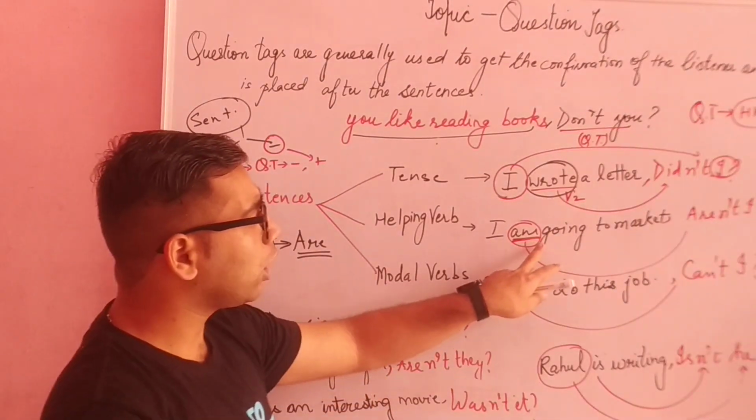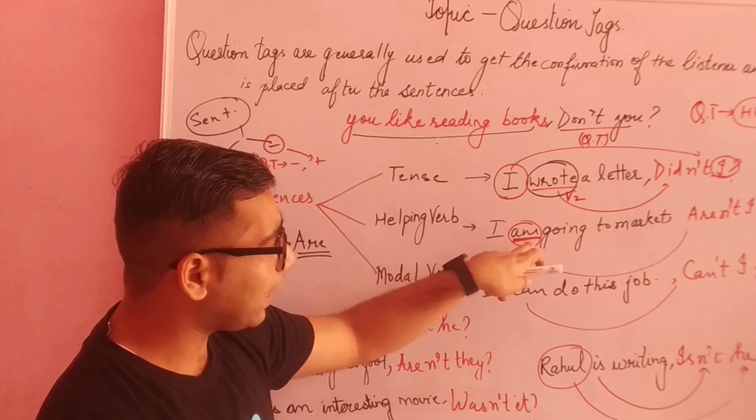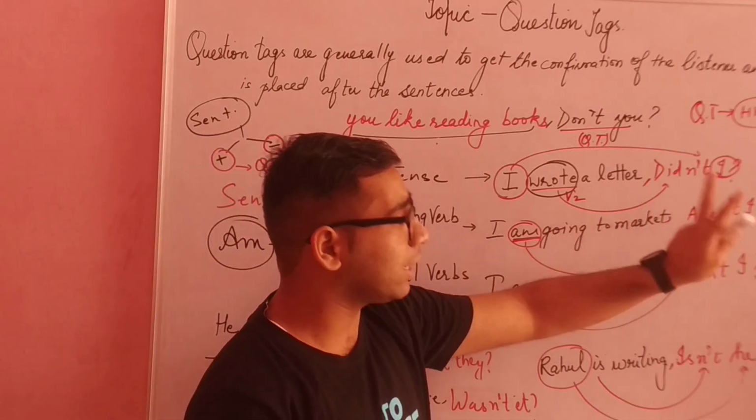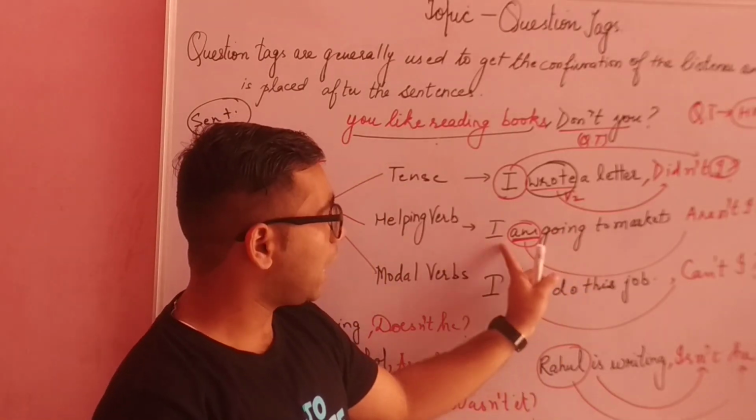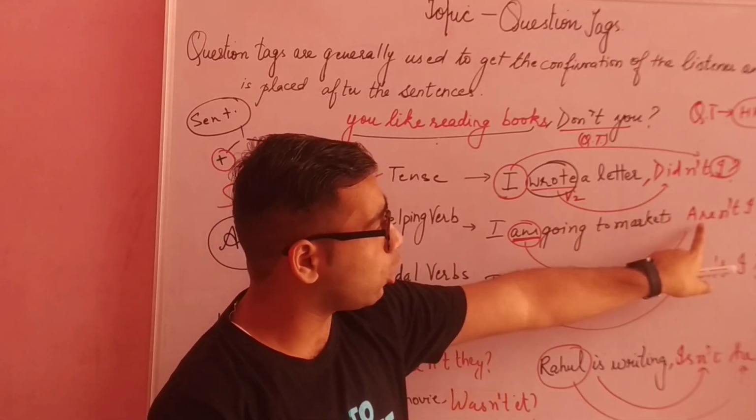Fine. In all other cases, if was is here, were is here, you can use them. But if am is here, you will use are as a question tag. I am going to market. Are. Am you have got with are.